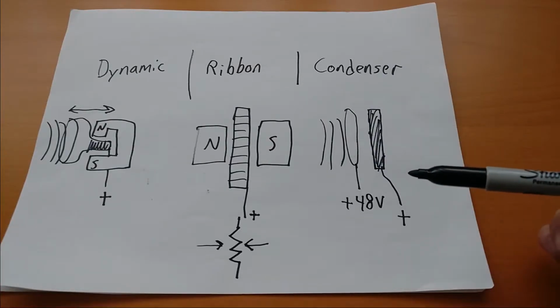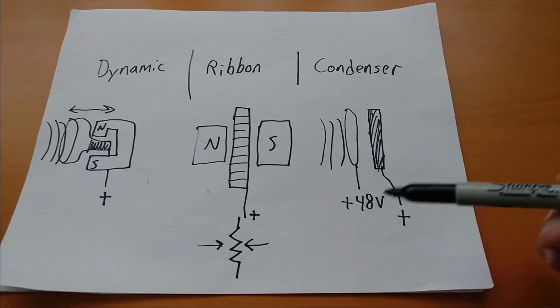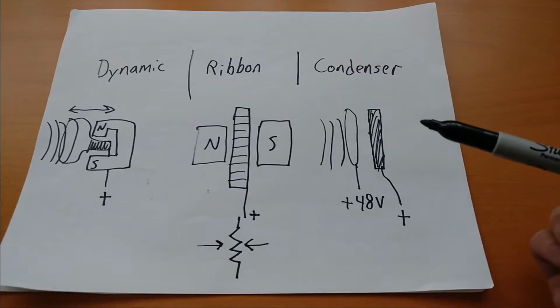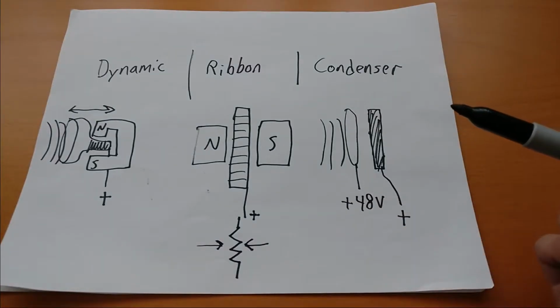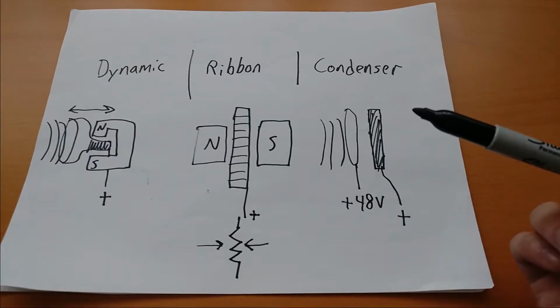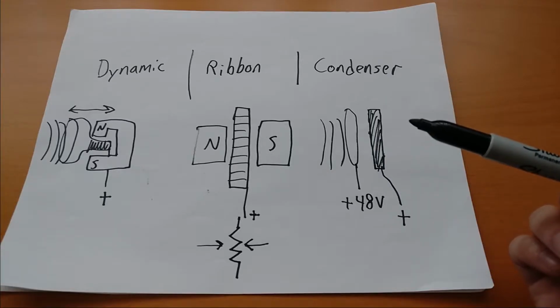There's also MEMS, microelectromechanical systems. It's a variation of a condenser microphone as well. Those types of microphones are used everywhere, in smartphones and pretty much any small appliance electronics that use a microphone to pick up sound.